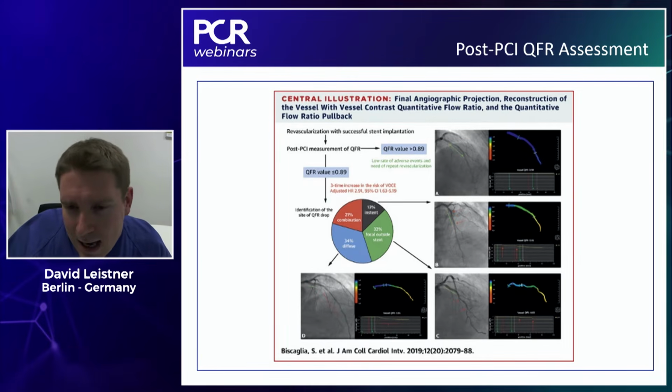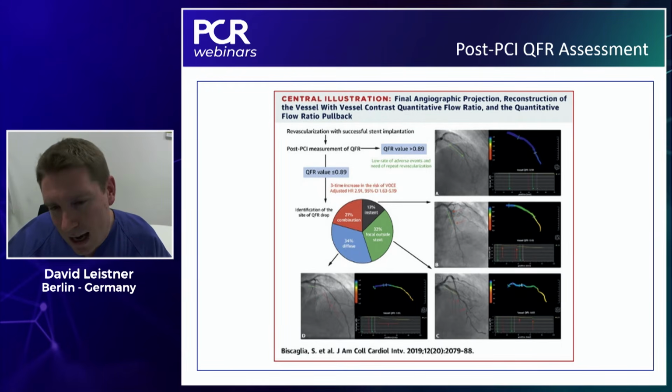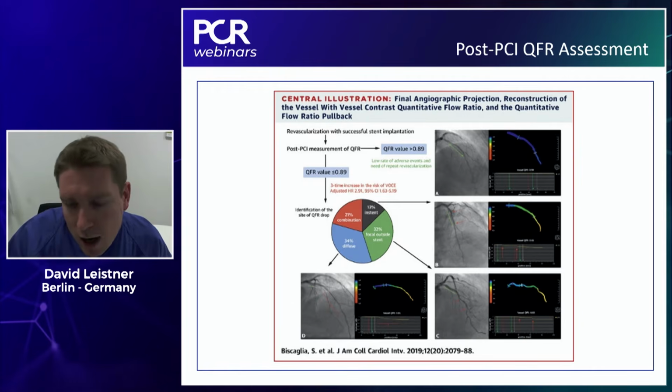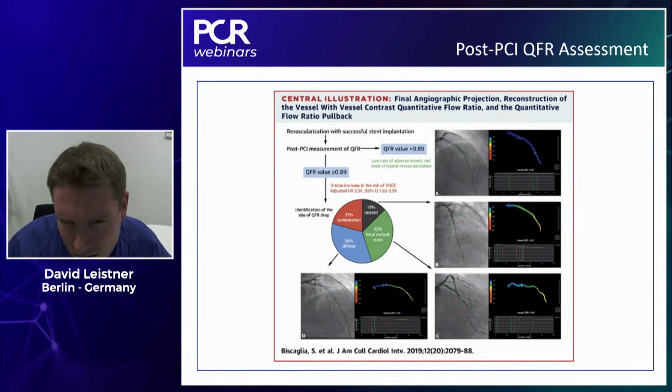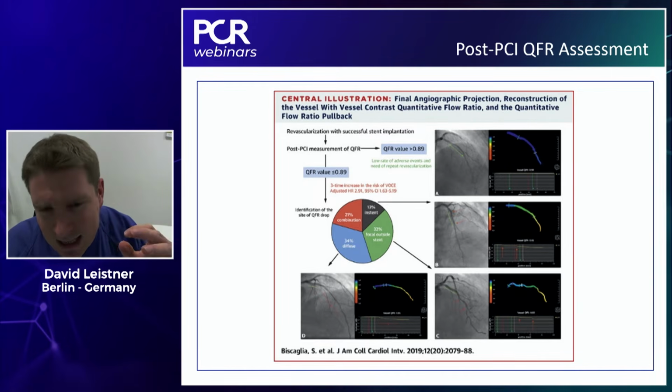And what they also analyzed, and I think this is very important, by analyzing the pullbacks of the QFR, they analyzed what causes the pathologic QFR, and they saw that in most cases there's a diffuse disease, as in our case, which is responsible for it.